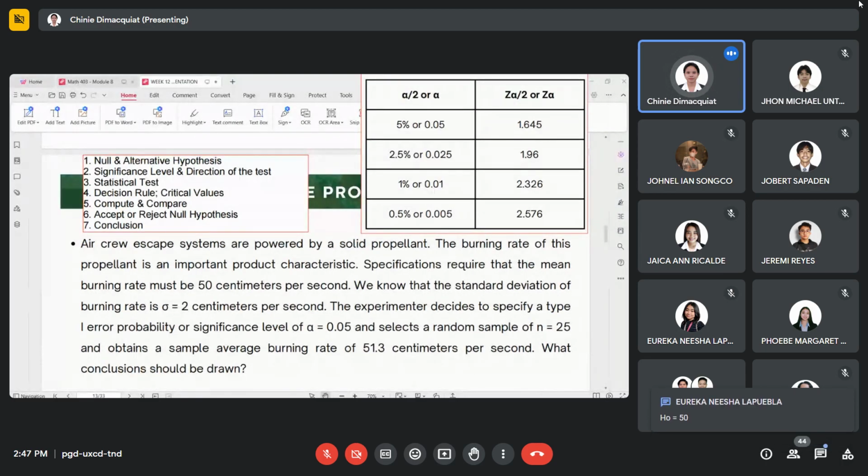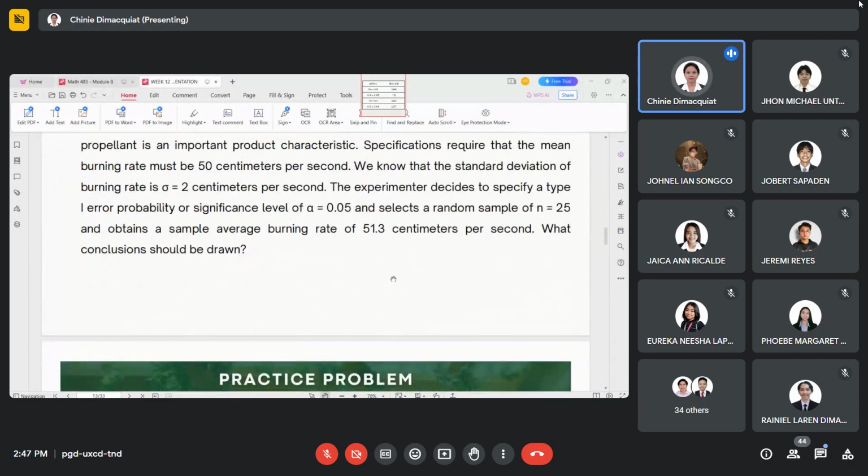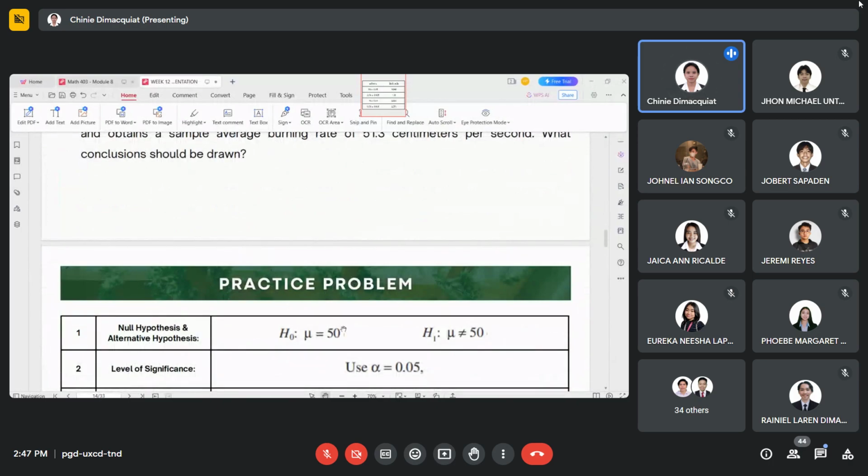Null and alternative. Okay, so meron tayong null na mean is equal to 50. So galing dito. Okay. So, if ang ating null ay ito, mean is equal to 50, then since wala pong nabanggit na mga keywords such as at least, at most, greater than, less than, exceeding, mga ganun, automatic, ang ating gagamitin ay is not equal to. So, ang ating alternative hypothesis ay mean is not equal to 50.